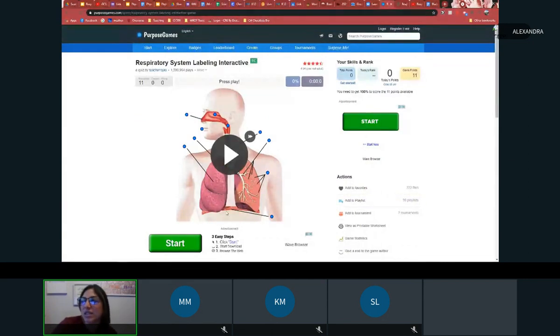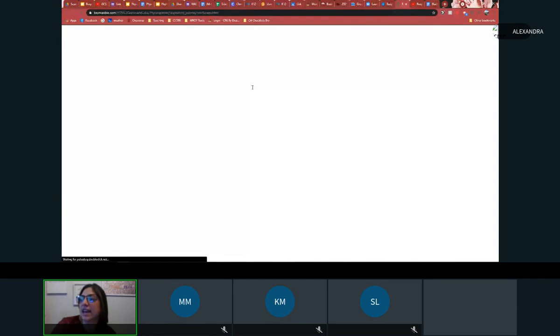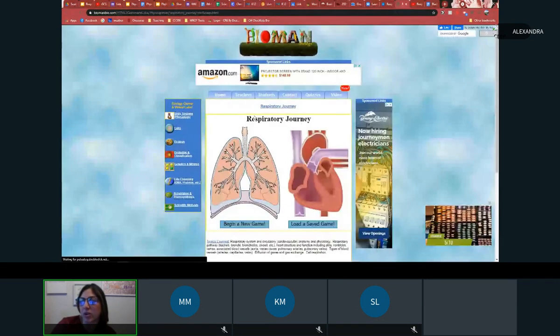We are going to be in small group. We're going to be practicing labeling the lungs. We're going to have a chance to practice labeling and playing a quiz. And then there is a respiratory game that we're going to play.